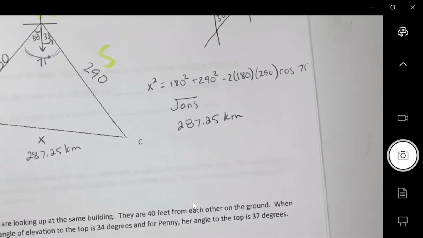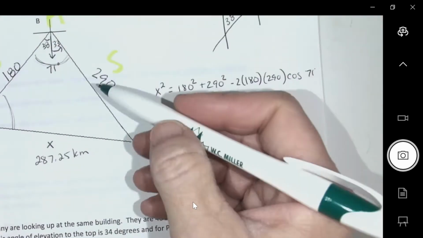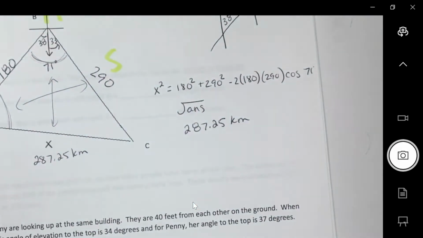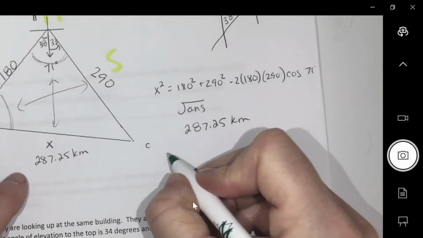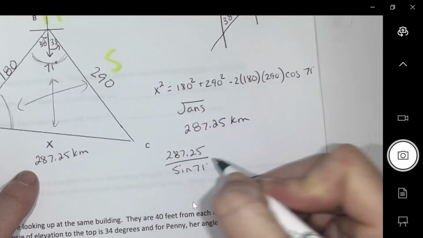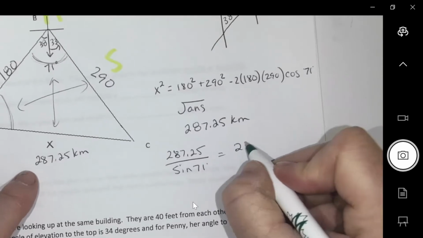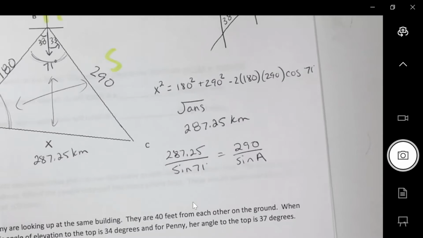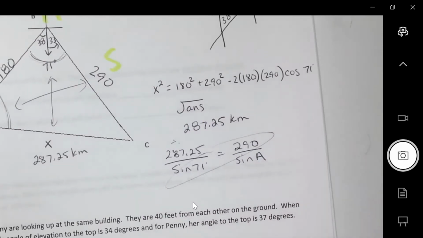Okay, so let's figure out this using sine law. Do you see how I'm going to get an angle now using sine law? So 287.25 over sine 71 equals 290 over sine A. Okay, so set up a sine law. Times, divide, inverse.